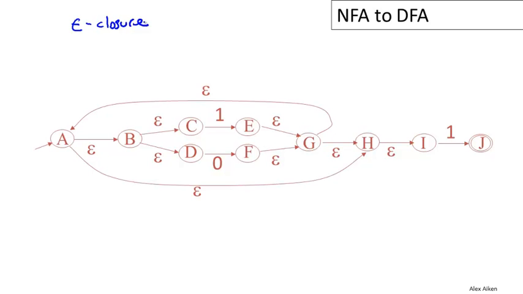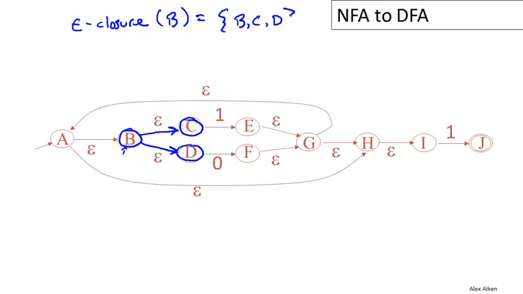The basic idea of the epsilon closure is that I pick a state, and it could be a set of states, but we'll just do it for a single state. And then I look at all the states that I can reach by following only epsilon moves. B is the state that we're starting with, so B would be included in the set. Then there's an epsilon move to C, so C would be included in the set, and there's another epsilon move to D, so D would be included in the set. And so we would say the epsilon closure of B is equal to the set {B, C, D}.